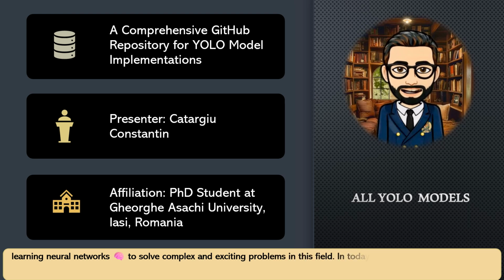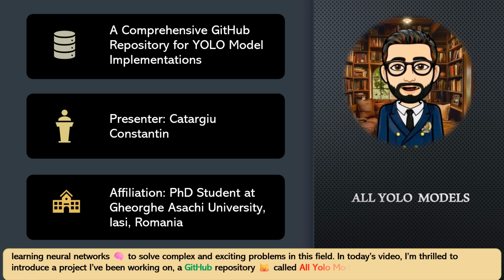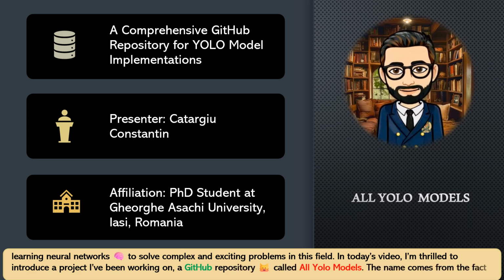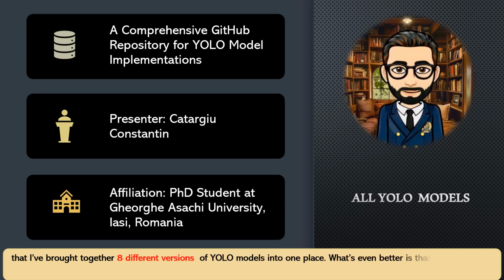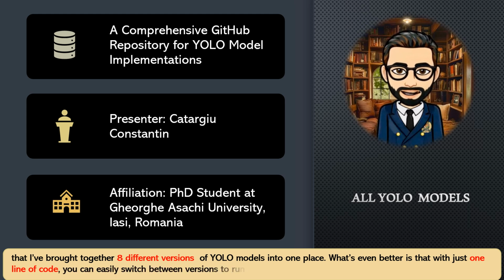In today's video, I'm thrilled to introduce a project I've been working on, a GitHub repository called All YOLO Models. The name comes from the fact that I've brought together 8 different versions of YOLO models into one place. What's even better is that with just one line of code, you can easily switch between versions to run evaluation, training, or inference depending on what you need.